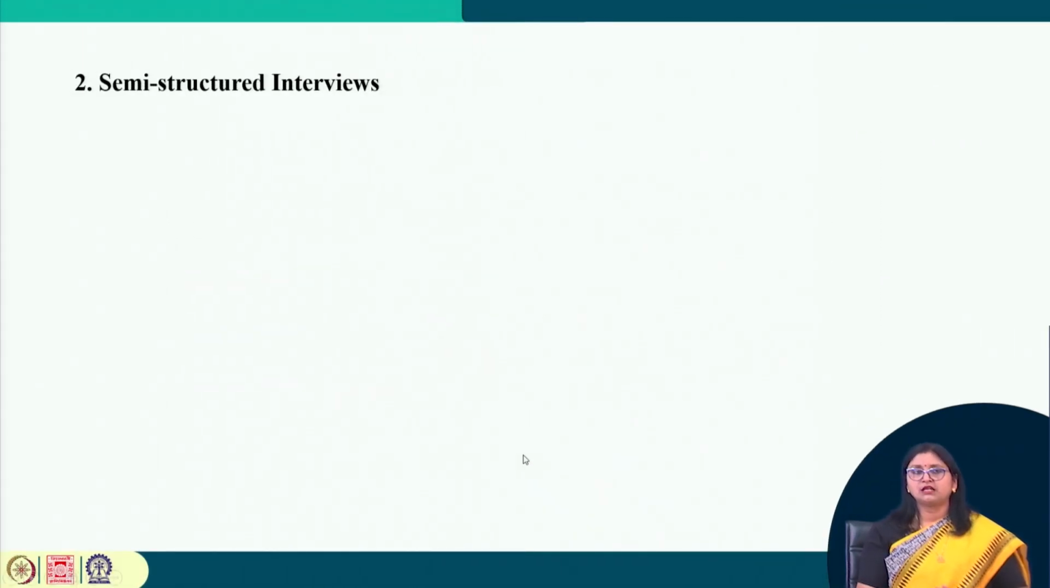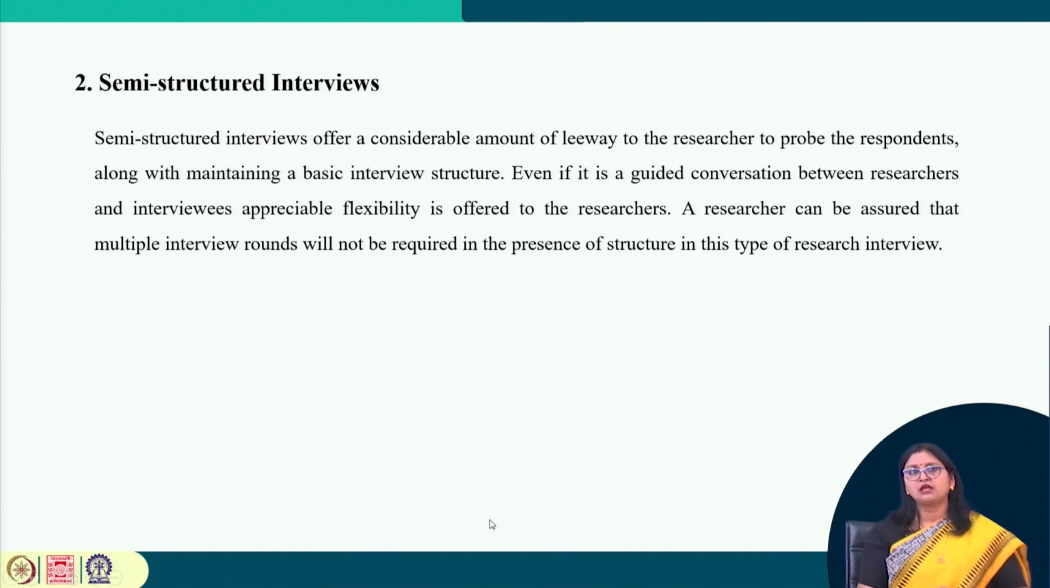The second type of interview is semi-structured interview. This semi-structured interview offers a considerable amount of leeway to the researcher to probe the respondents, along with maintaining a basic interview structure. It is a mix of both structured and unstructured.